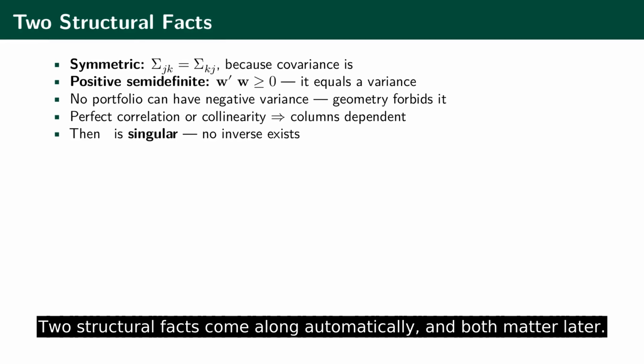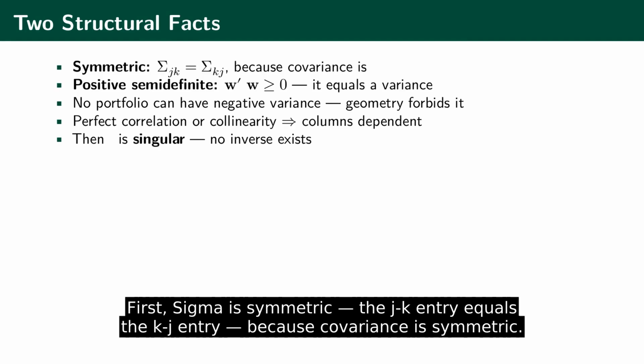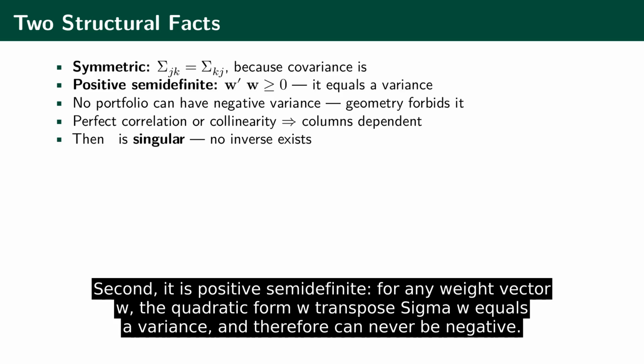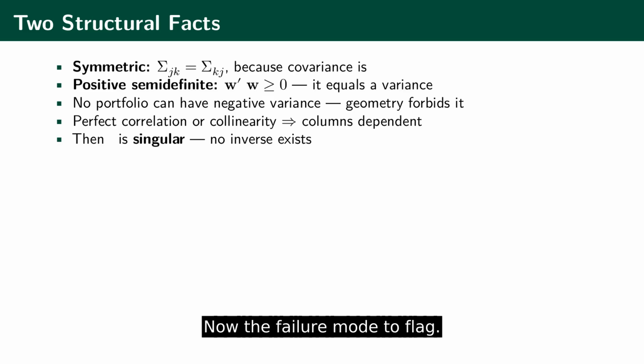2 structural facts come along automatically and both matter later. First, sigma is symmetric. The JK entry equals the KJ entry, because covariance is symmetric. Second, it is positive semi-definite: for any weight vector W, the quadratic form W transpose sigma W equals a variance and therefore can never be negative. That is just a statement that no portfolio can have negative variance, geometry forbidding the impossible.